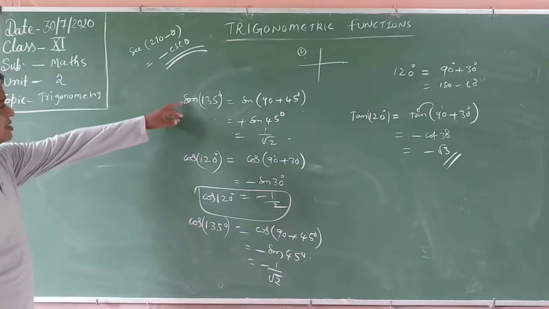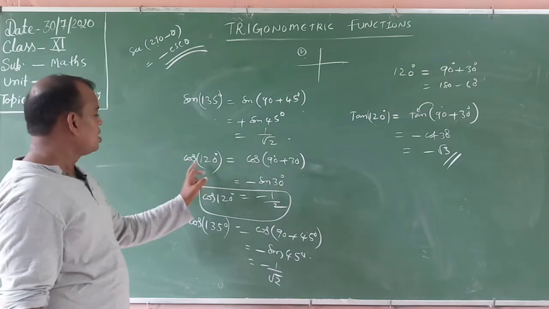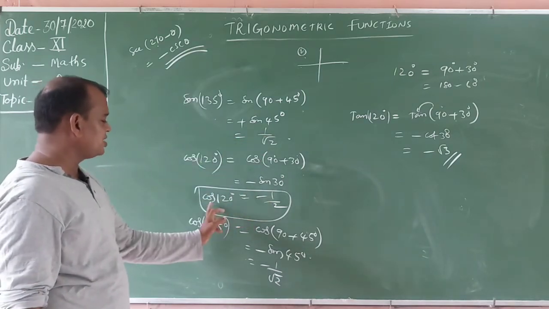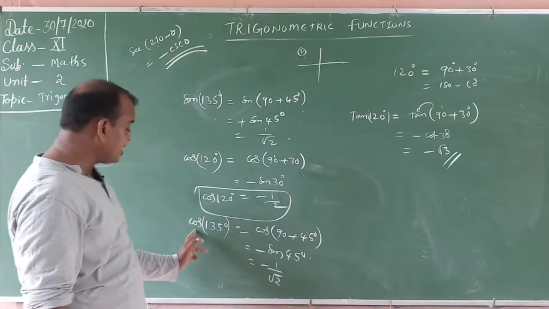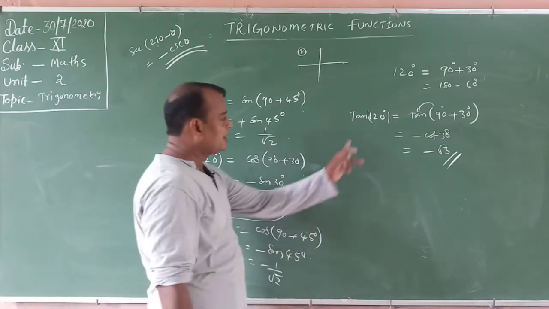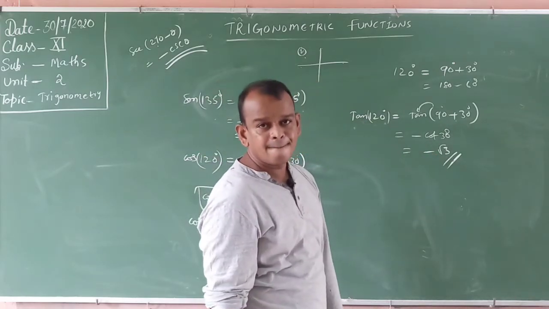Sine 135 is 1 by root 2, so cosecant 135 is root 2. Cos 120 is minus 1 by 2, so secant 120 is minus 2. Cos 135 is minus 1 by root 2, so secant 135 is minus root 2. Tan 120 is minus root 3, so cot 120 is minus 1 by root 3.